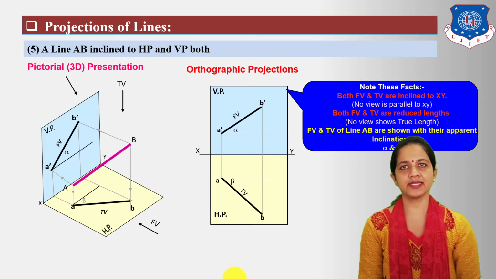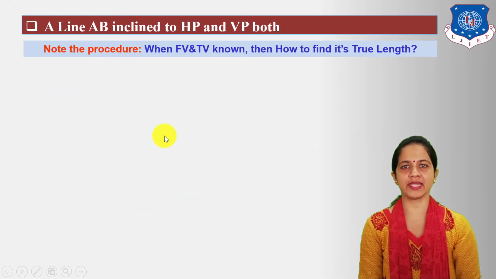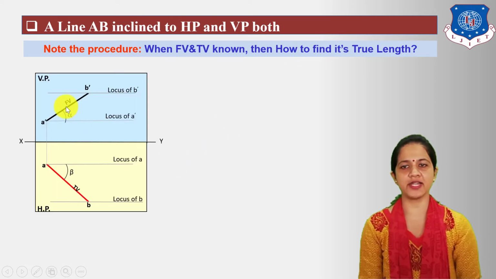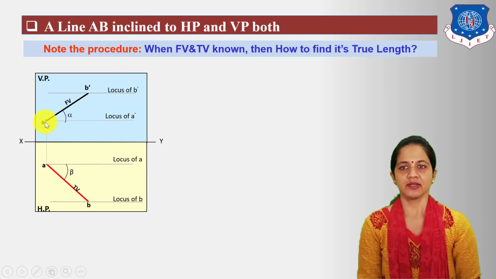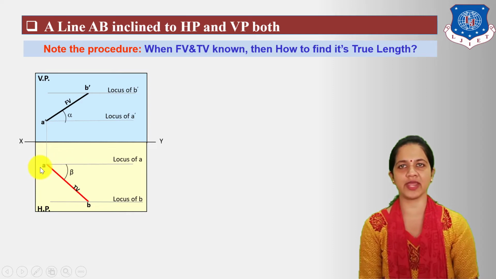So next, let us understand the procedure of drawing when front view and top view are known, then how to find its true length. Here you can see the front view and top view of line AB as per case 5. This horizontal line indicates the locus of A dash point. This horizontal line indicates the locus of B dash point. In top view, this horizontal line passing through A point indicates the locus of A, and this horizontal line passing through B point indicates the locus of B.